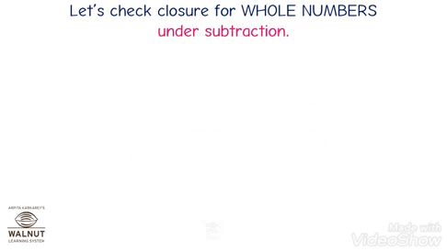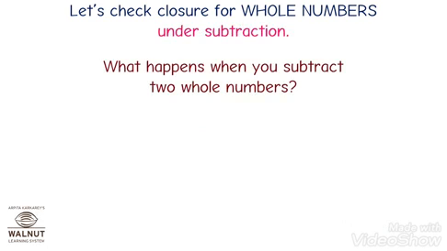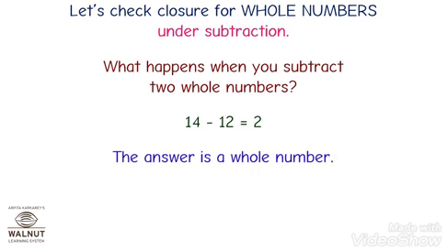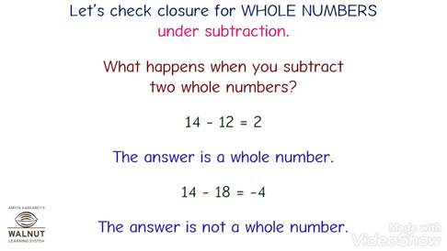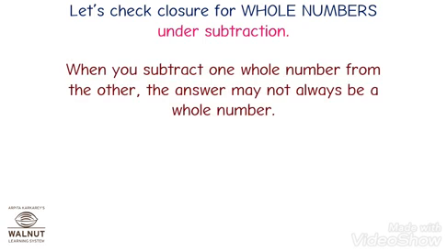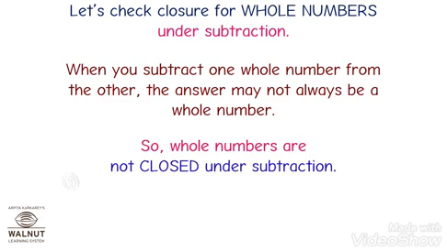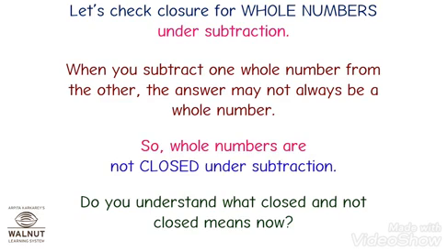Let's check closure for whole numbers under subtraction. What happens when you subtract two whole numbers? 14 minus 12 is equal to 2. The answer is a whole number. 14 minus 18 is equal to minus 4. The answer is not a whole number. When you subtract one whole number from the other, the answer may not always be a whole number. So whole numbers are not closed under subtraction. Do you understand what closed and not closed means now?